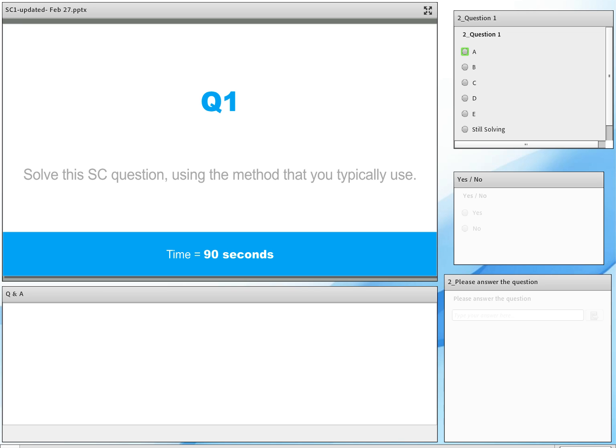So when I see about 80% of you have solved the question, then I will give you a 30-second warning. Once that 30 seconds has elapsed, then I will let you know that I'm going to be closing the poll, so you should be locking in those answers. So remember, you are using whatever approach you are currently using to solve SC questions. I'm going to mute myself while you're solving the question. Best of luck.